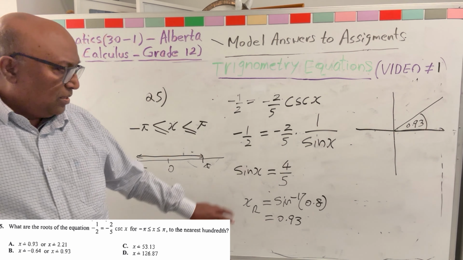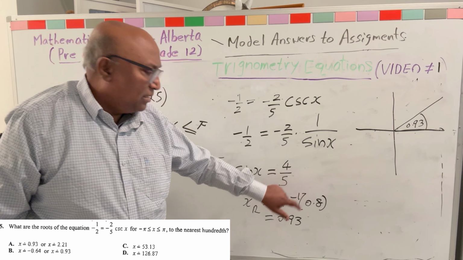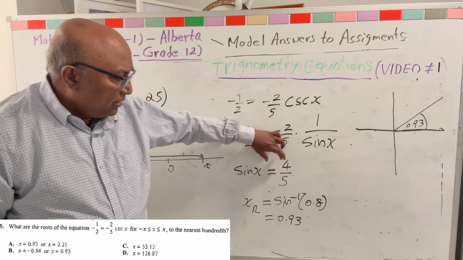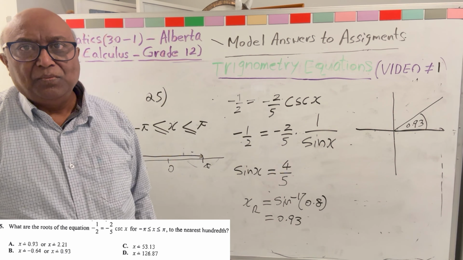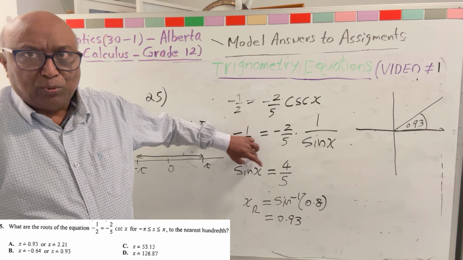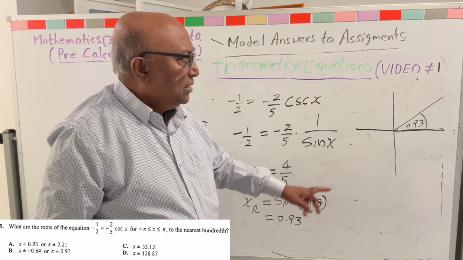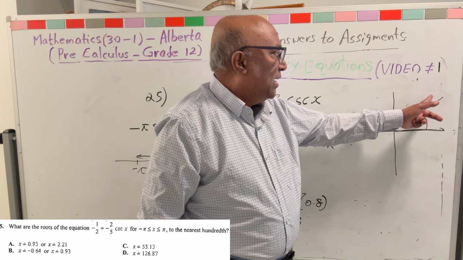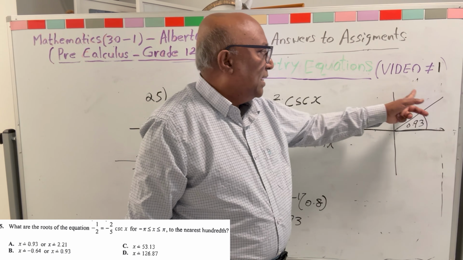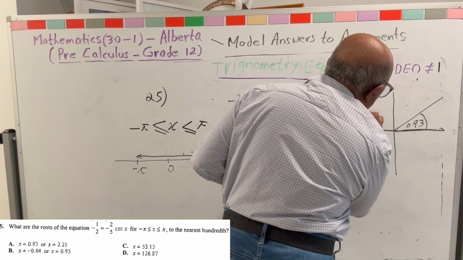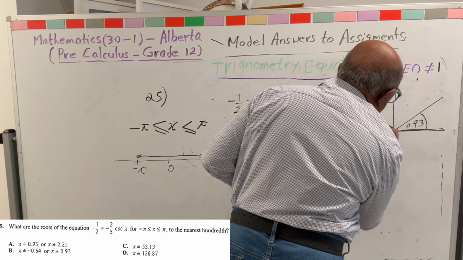Actually, I have explained this situation a few times in the previous videos. Sin x is 4 by 5. That means the sin value is positive. If the sin value is positive, there are two locations for the terminal arm: first quadrant and second quadrant. Okay, there is another location for the terminal arm.